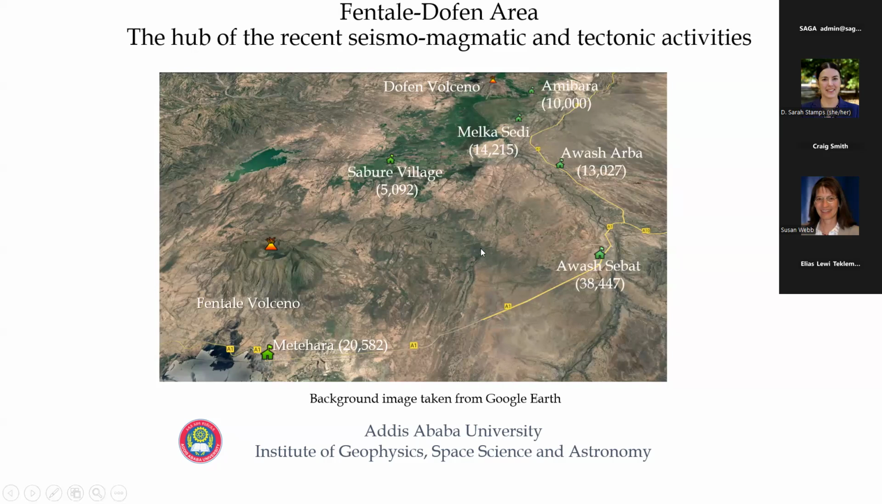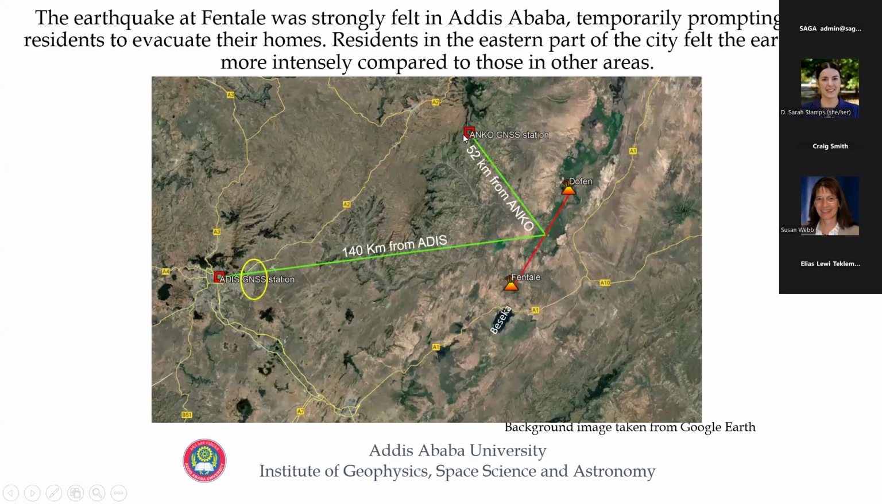So if something happened to this area, if there is a volcanic eruption, then the whole nation will be in very serious trouble. And not only that, Addis Ababa is about 140 kilometers west of this area. There are towns like Ankober very near. The nearest seismic station we had was in Ankober, about 52 kilometers away.